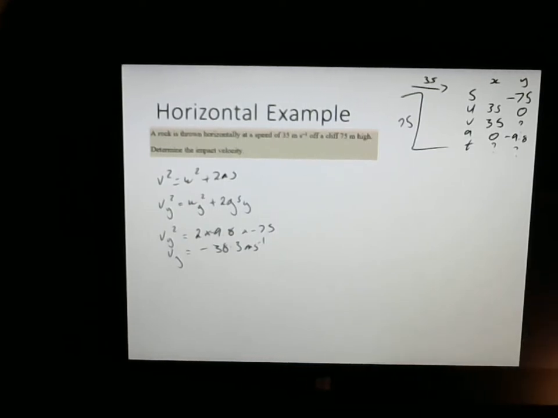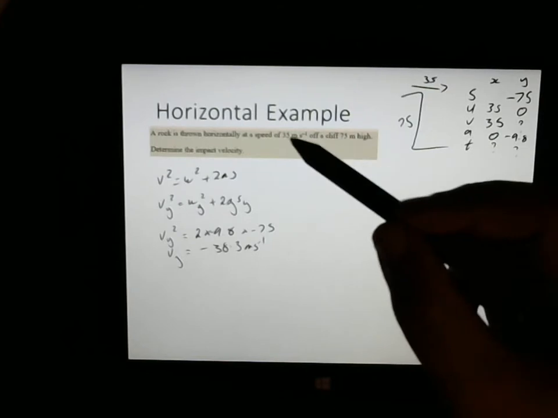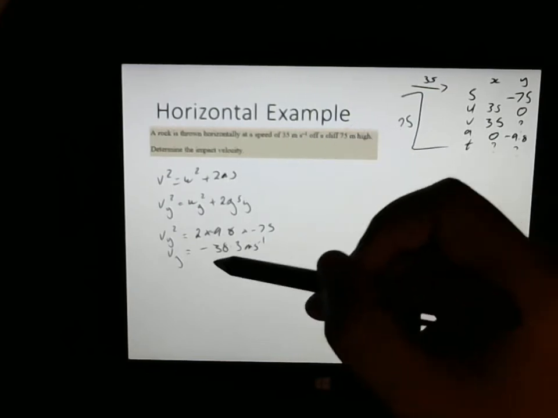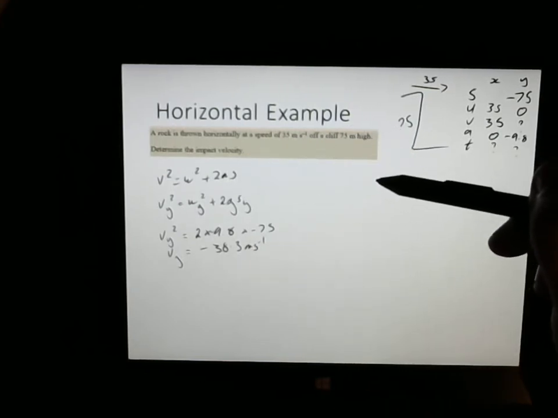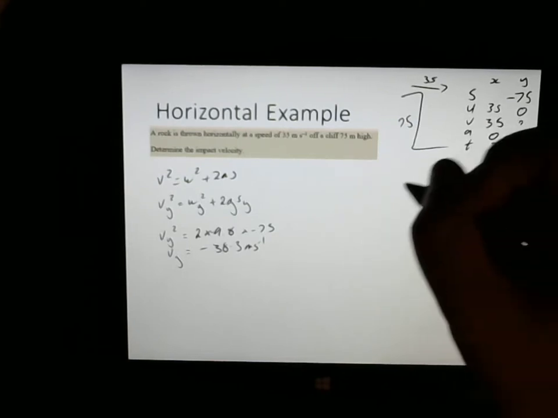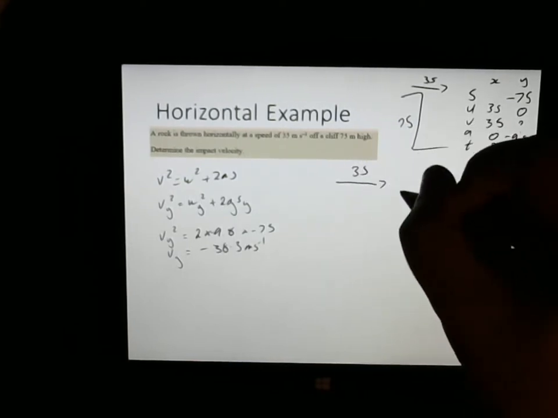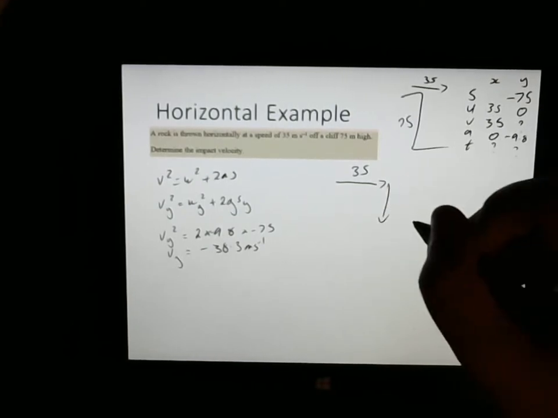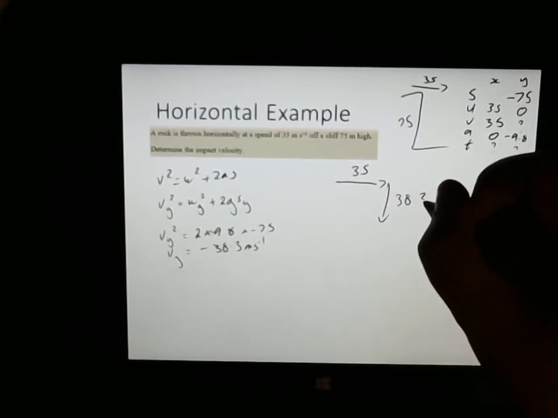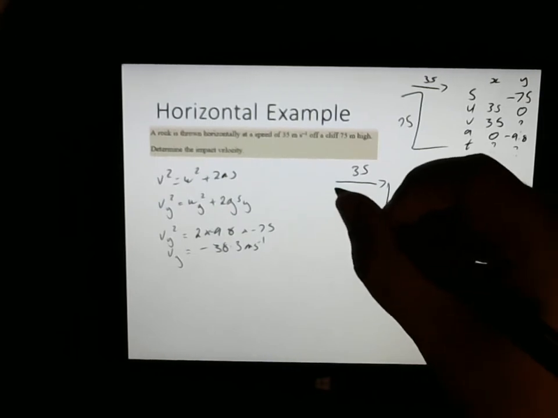Okay, we've got our velocity, so that's good. In fact, that's all we need. We don't need to worry about time. We're not asked to work out how far it goes. We only work out the impact velocity. So that means we can now combine our two velocities. We know that originally it had a value of 35, and down here it had a value of 38.3. We can add those together.